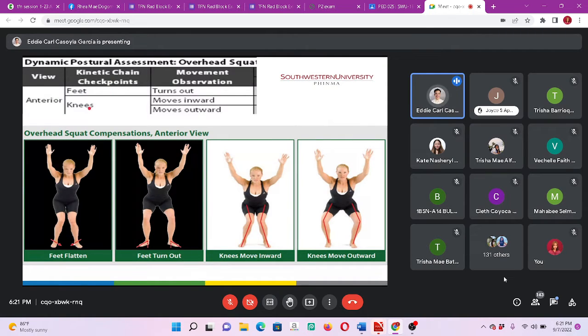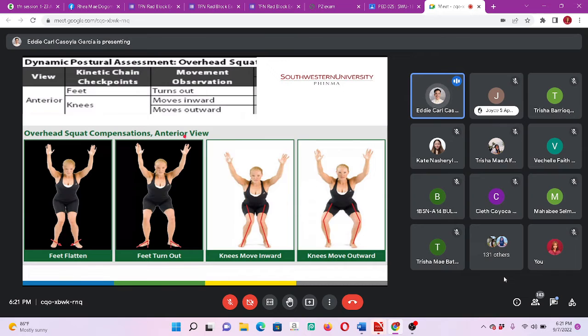Okay, these are the checkpoints that need to be checked or observed. For the movement observation, while doing the overhead squat, kindly check the feet, whether they turn out while doing the overhead squat. Like this one, this is turn out. The feet turn out while doing the overhead squat.